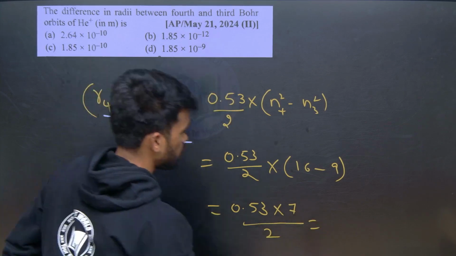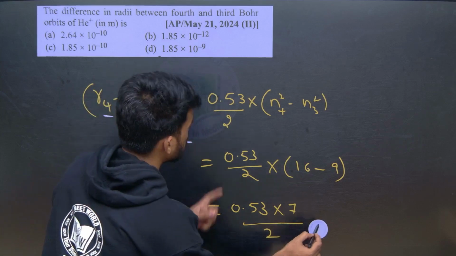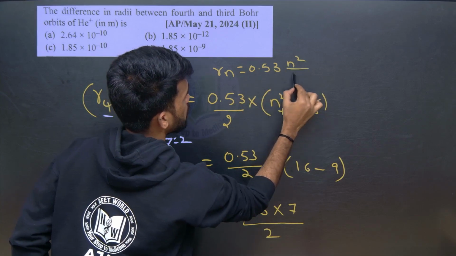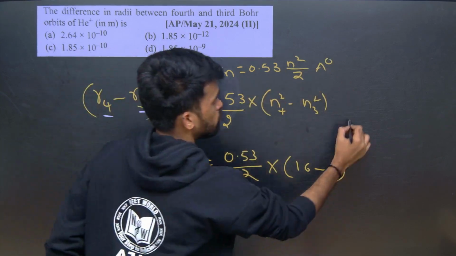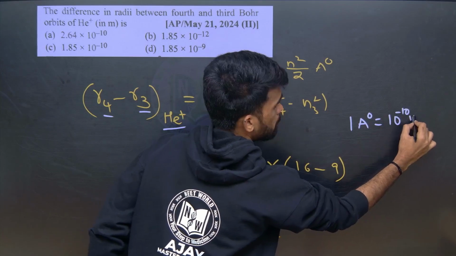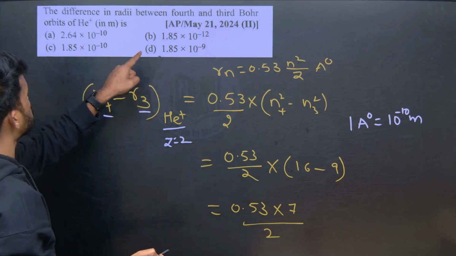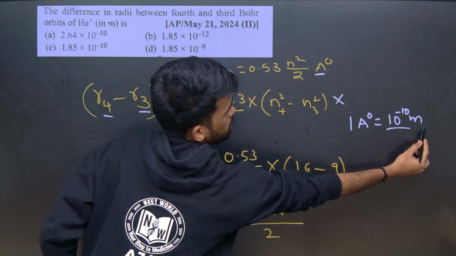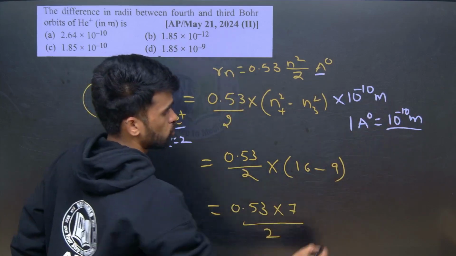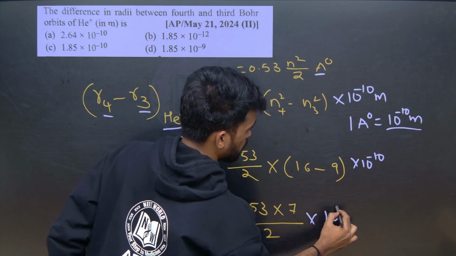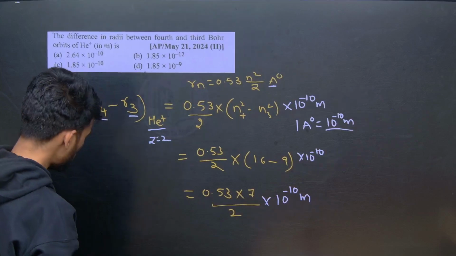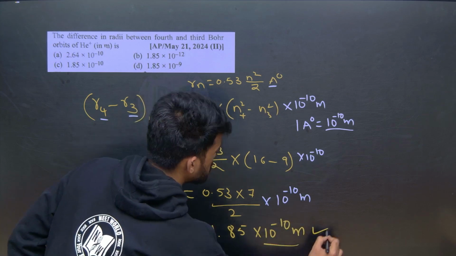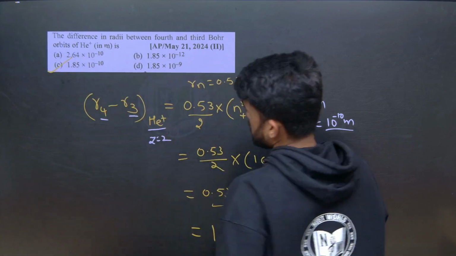The formula which we have used is Rn equals 0.53 n square by Z, and this is in angstroms, right? We know 1 angstrom is 10 power minus 10 meters. Because all the options are in meters, we multiply this by 10 power minus 10 meters. By simplifying this, we will have the answer 1.85 into 10 power minus 10 meters, which is option C. So option C is correct for this particular question.